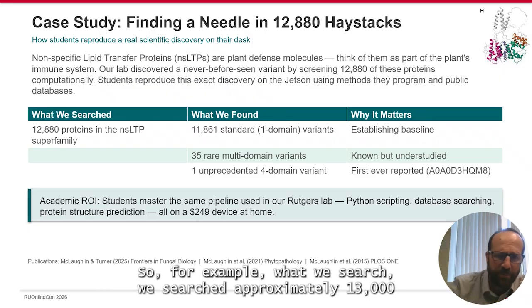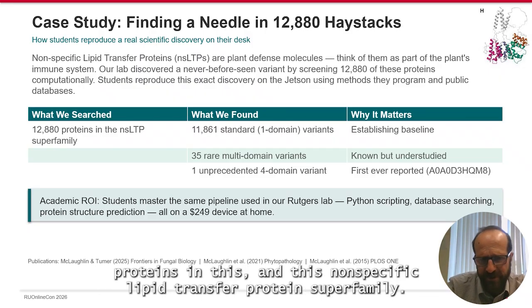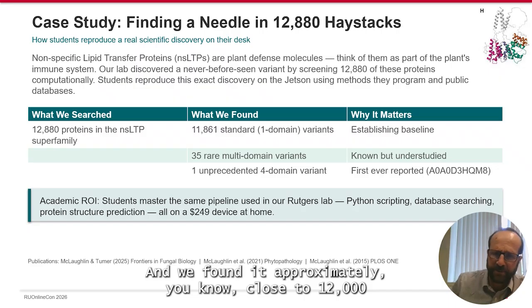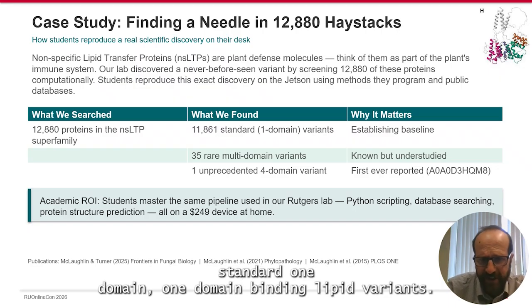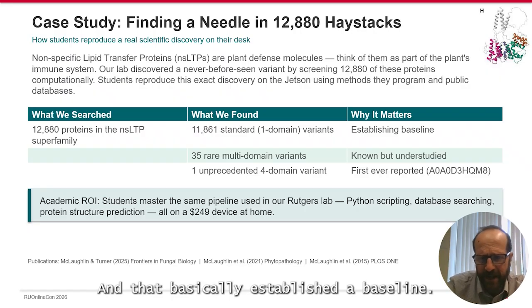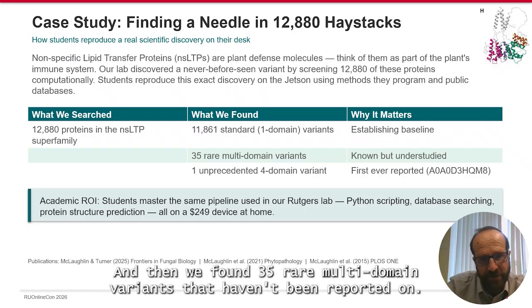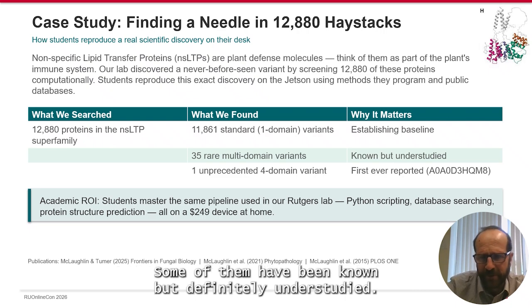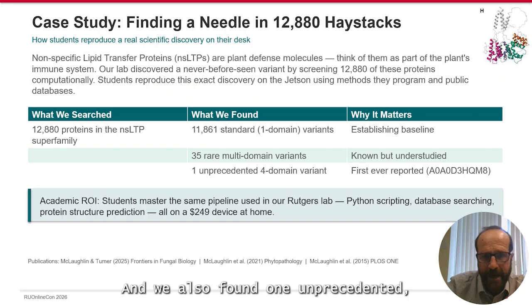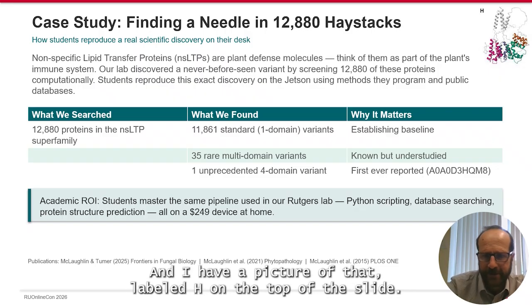So, for example, we searched approximately 13,000 proteins in this non-specific lipid transfer protein superfamily, and we found close to 12,000 standard one-domain, lipid-binding variants, and that basically established a baseline. And then we found 35 rare multi-domain variants that haven't been reported on. Some of them have been known, but are definitely understudied. And we also found one unprecedented, not previously reported, four-domain variant. And I have a picture of that labeled H on the top of the slide.